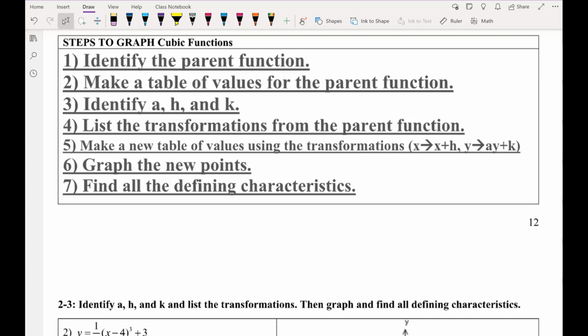Chris, can you help us with the next one, please? Make a new table of values in the transformation. Yeah. So guys, the H is going to be added or subtracted to your parent function x. The a value, we multiply to the y, and the k could be added or subtracted to the y as well.